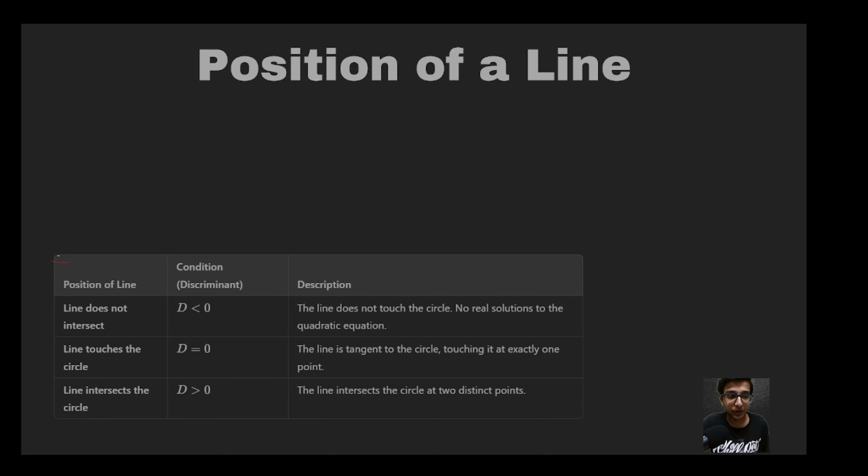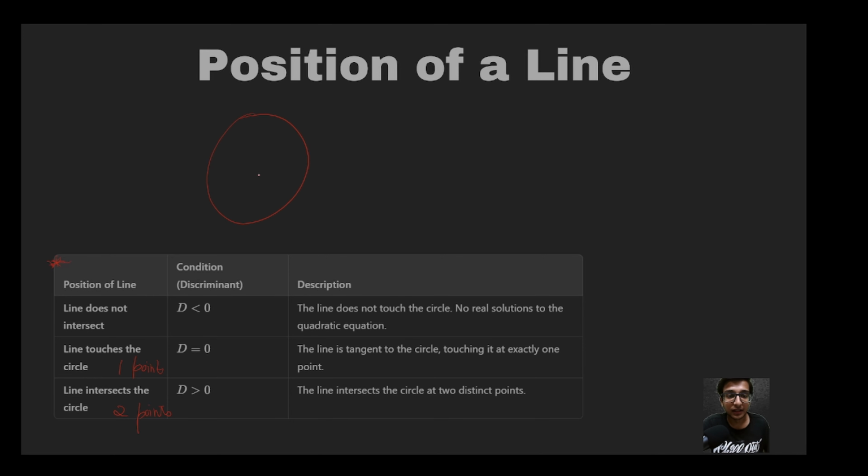Of course, here also it mentions the same thing. If d is less than 0, the line does not intersect. If d is equal to 0, the line just touches the circle at one point. And if d is greater than 0, it intersects the circle at two different points. So here we have 1 point and here we have 2 points.